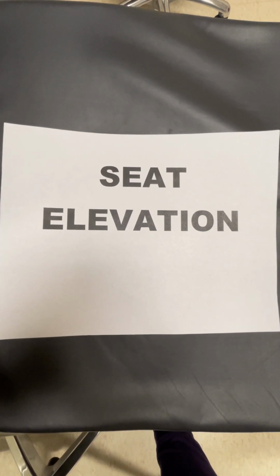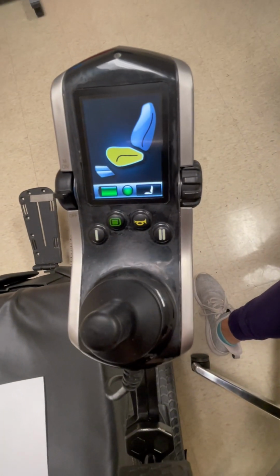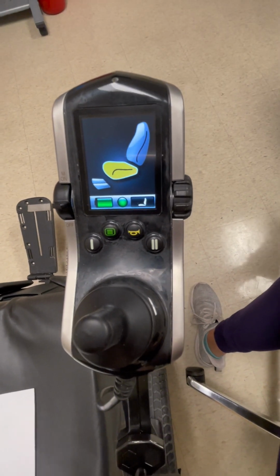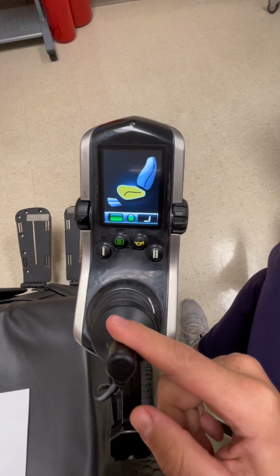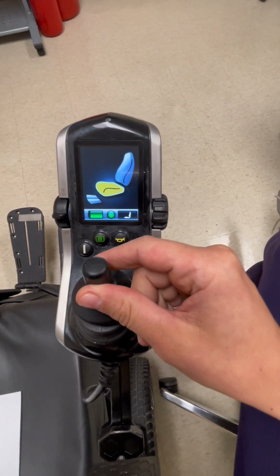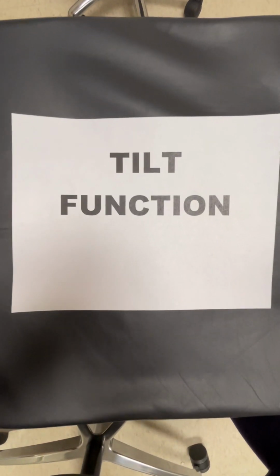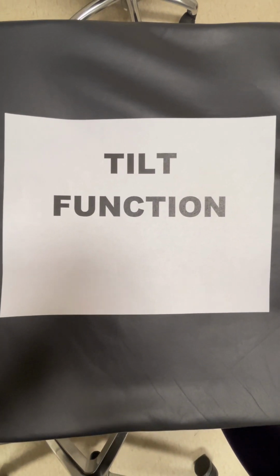To use the seat elevation function of this power wheelchair, ensure that you are on the proper mode, as demonstrated by the yellow lit up seat on this display. Next, pull back on the joystick to elevate the seat, push forward on the joystick to return the seat to a normal position.